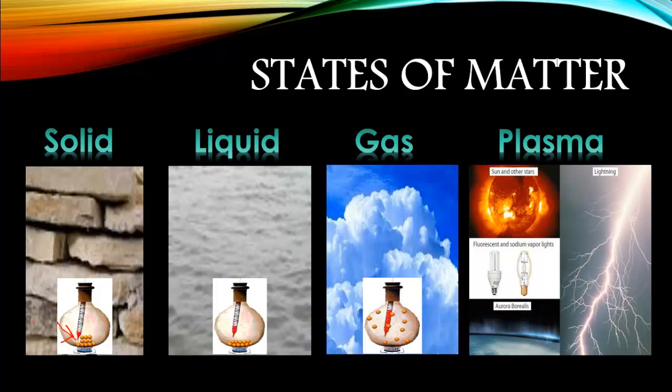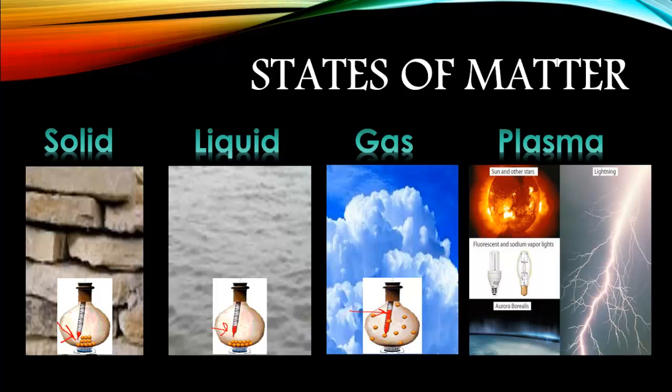Liquid, on the other hand, you can see the energy is a little bit more. It has raised. Particles are moving a little bit faster. This time they will have a fixed volume, but it will take on the shape of its container. Gas has a much higher energy, so particles are moving around much faster, and they're going to take on the shape of their container, which means the volume is going to change depending on what's going on.